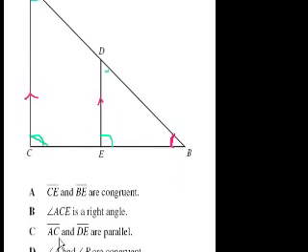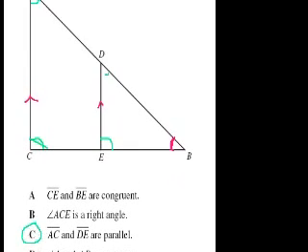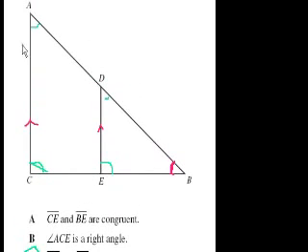And sure enough, in choice C, they tell us that AC and DE are parallel. These are parallel. That's a transversal. This is a corresponding angle to that, so they're congruent. This is a corresponding angle to this, congruent. So all of the angles are congruent. So we have similar triangles. Problem 14.